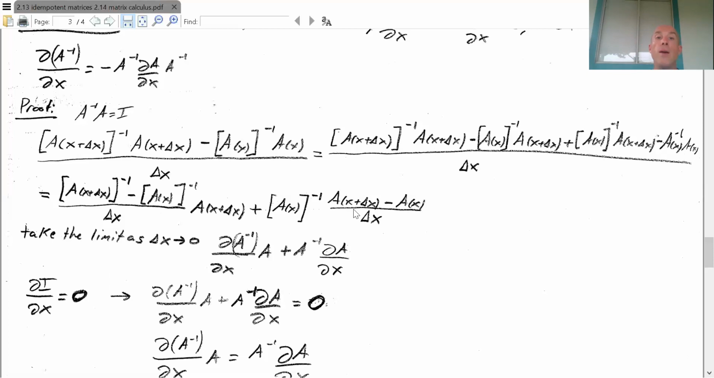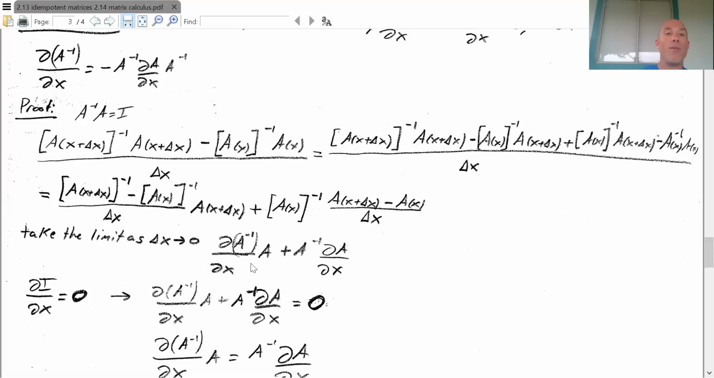Now what I'm going to do is take the limit as delta x goes to 0. Why do I do that? Well, I know that this is going to become the derivative that I actually want. I can see that this is going to be the derivative of A inverse with respect to x. When I take the limit as delta x goes to 0 here, I get A of x, which is just A. This is just a constant for the purpose of the limit. And when I take the limit here, I know that's going to be the derivative of A with respect to x. So boom, I've got this.